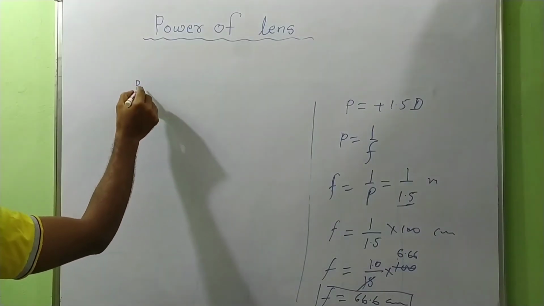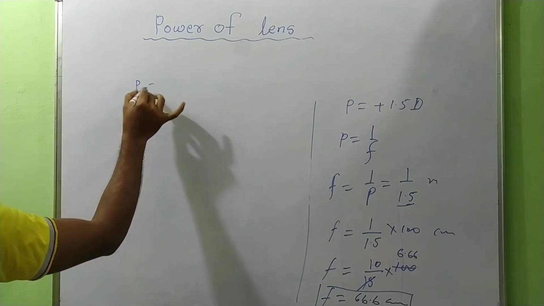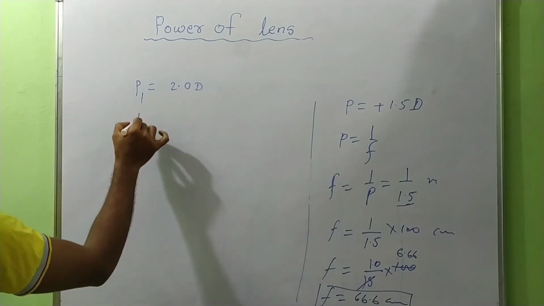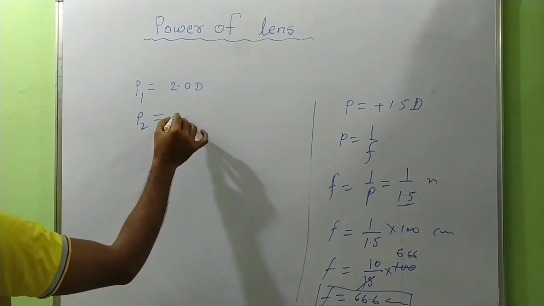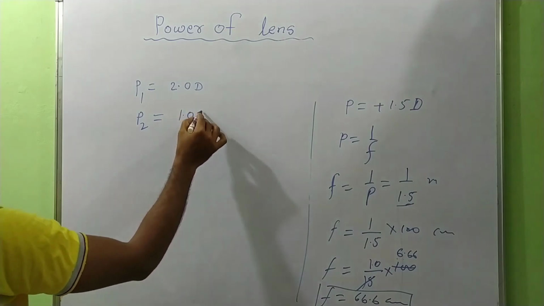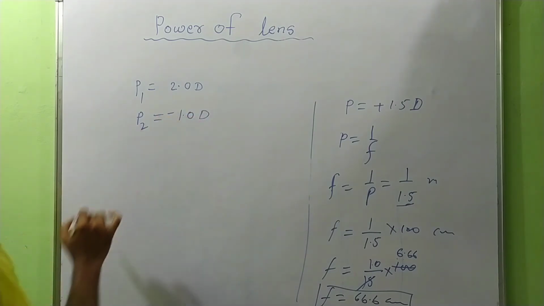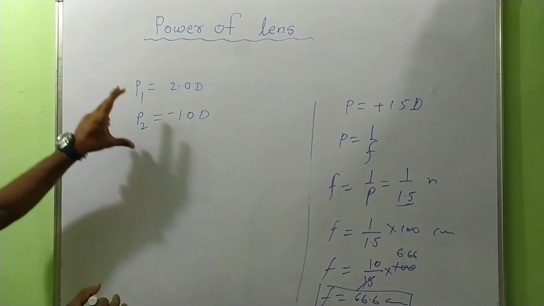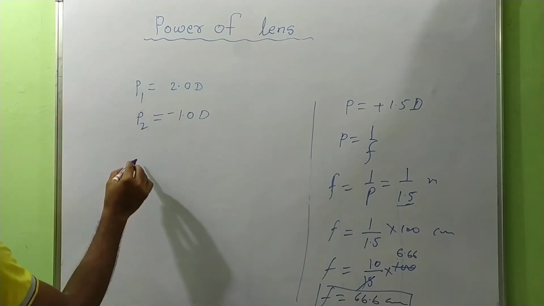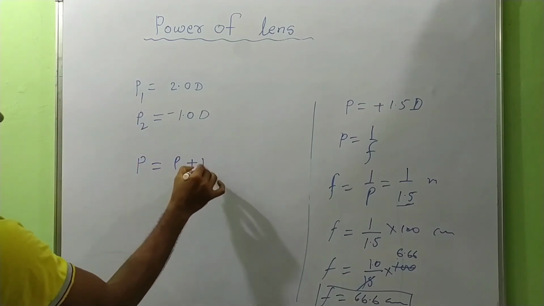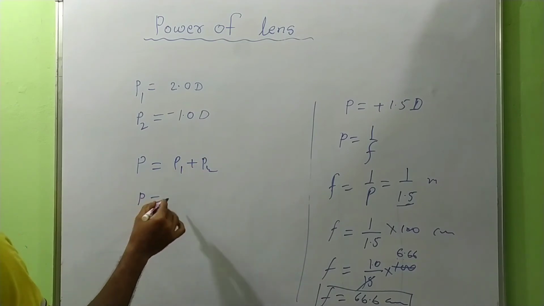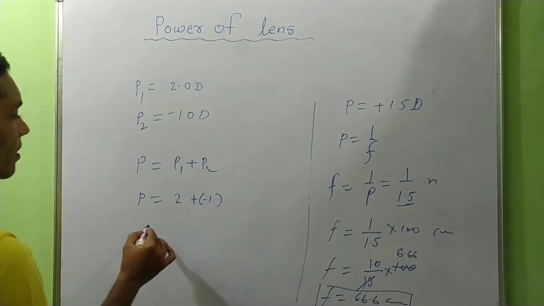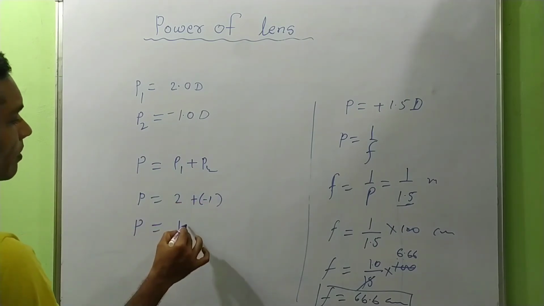The power of the first lens P1 is 2.0 diopter and the power of the second lens is minus 1.0 diopter. Then what will be the power of the combination of the two lenses? Here P will be equal to P1 plus P2. So P equals 2 plus minus 1. So what will it be? P will be 1 diopter.